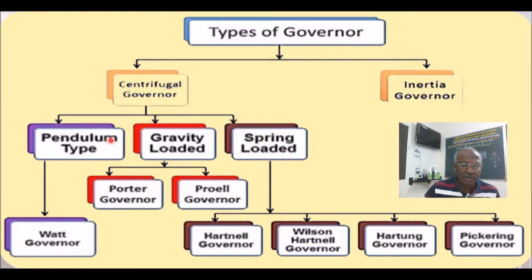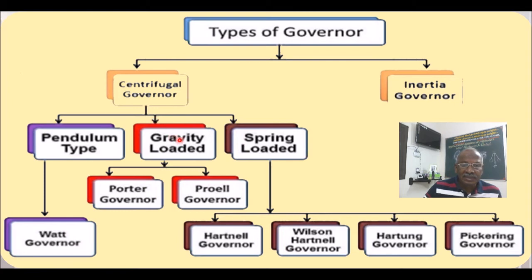In pendulum type, we have only one governor, that is Watt governor. It is the oldest governor. It was invented by James Watt in the 18th century. Nowadays it has very limited usage. It is not used for practical purposes.